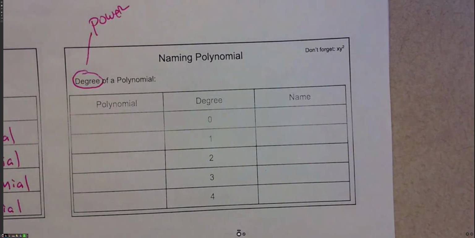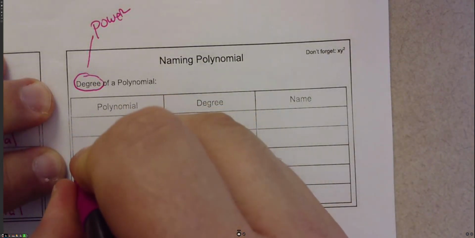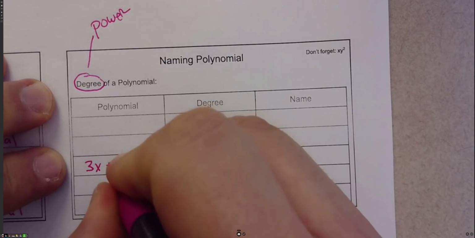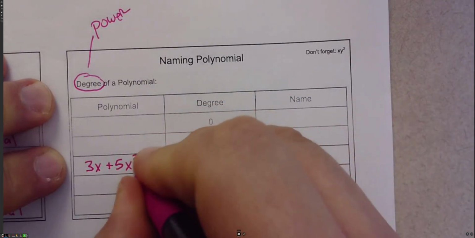So for example, if I went down here and I said 3x plus 5x squared.